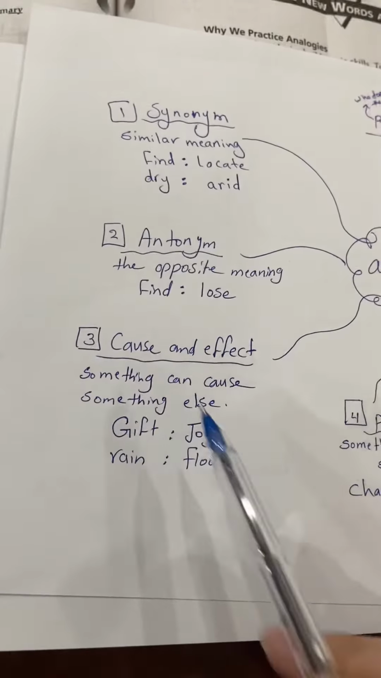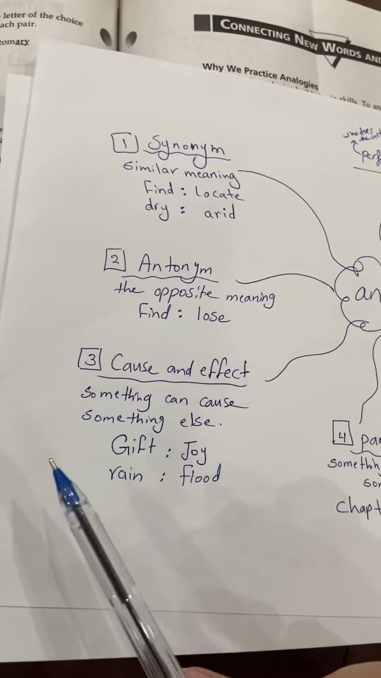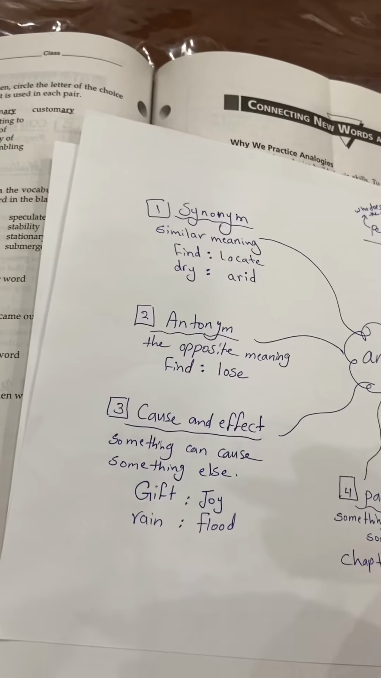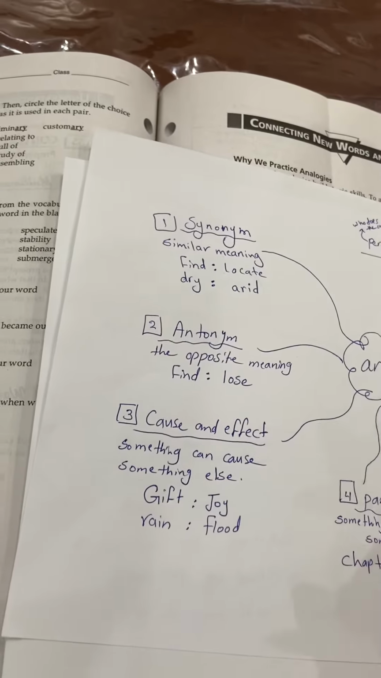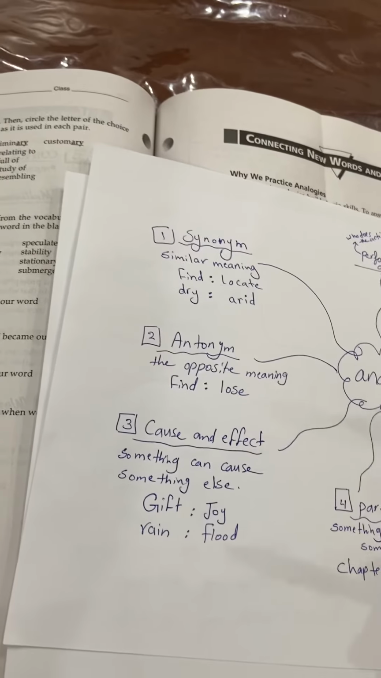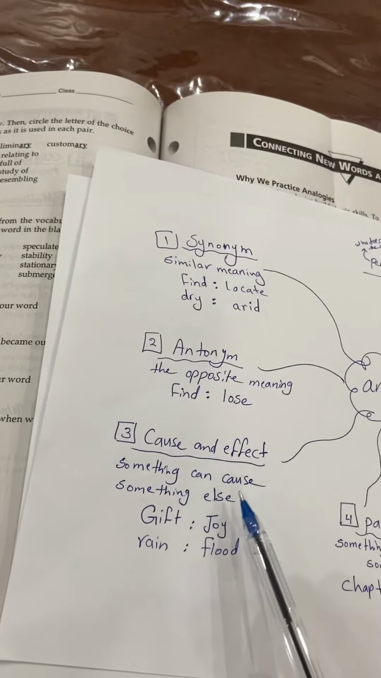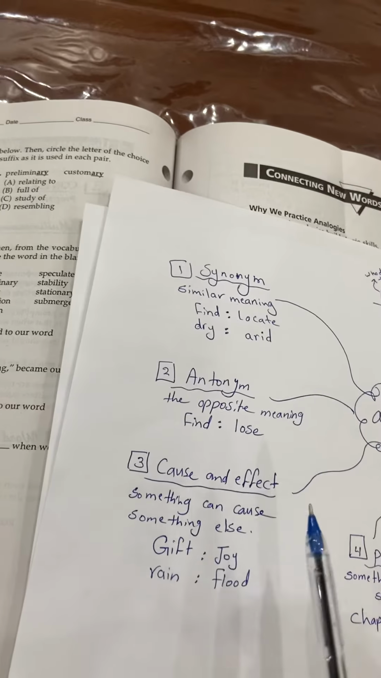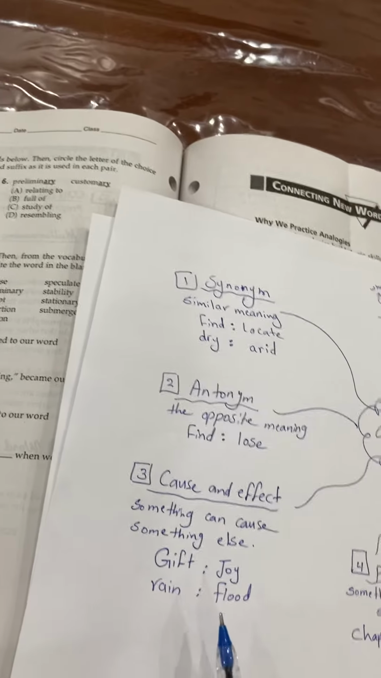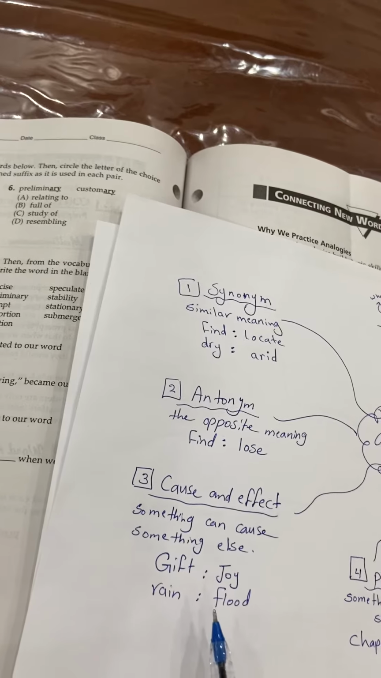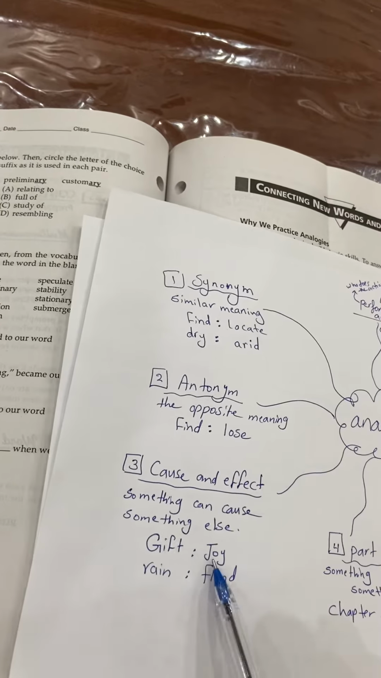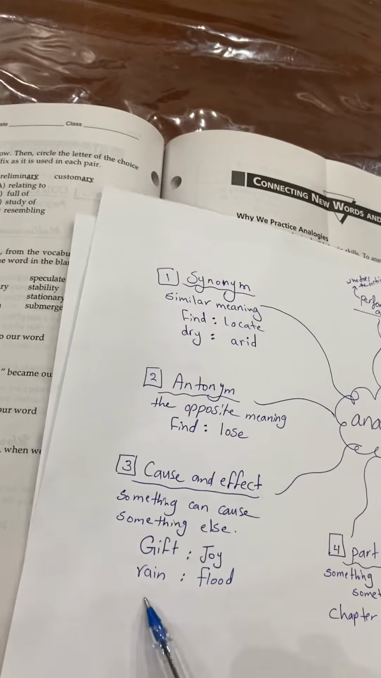Okay, now number three, cause and effect. It means that something can cause something else. For example, if I gave you a gift, so it would cause you joy. So something can cause something else for you, like gift, joy. Also, if it rains, this will cause a flood. This is the relationship between these two words, gift and joy, rain and flood.